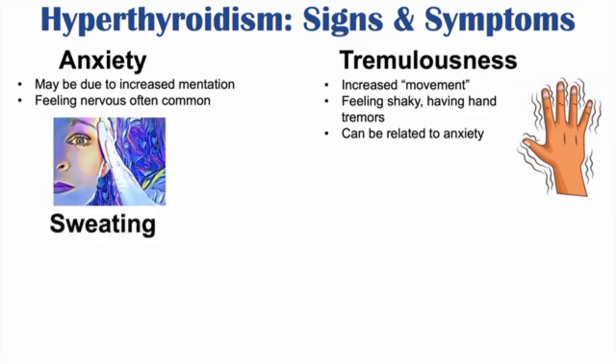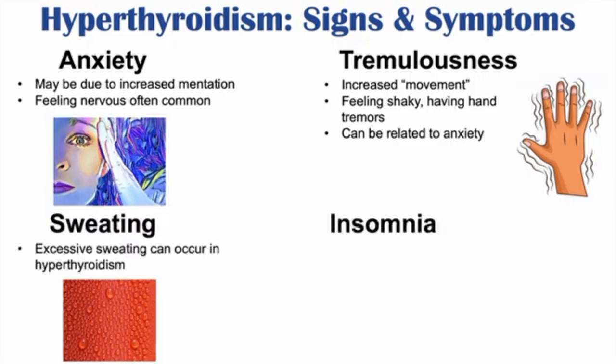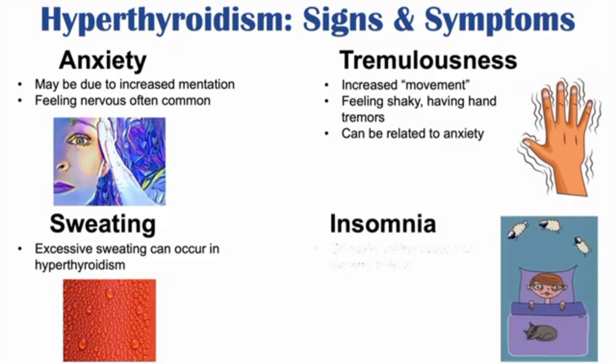Patients with hyperthyroidism can also experience sweating, and oftentimes this is excessive sweating. Insomnia is also another symptom of hyperthyroidism. So insomnia meaning that they either have difficulty falling asleep or staying asleep. So this can translate into difficulty falling asleep, waking up in the middle of the night and not being able to go back to sleep, or early morning awakenings. So this can be a sign of hyperthyroidism as well.